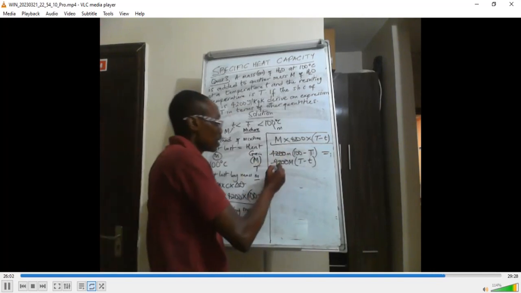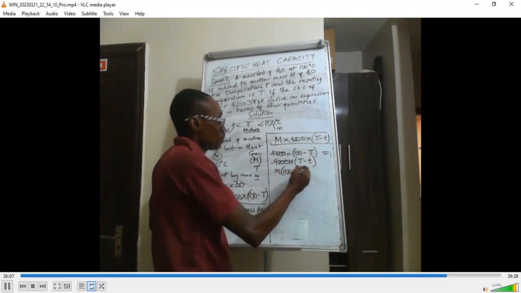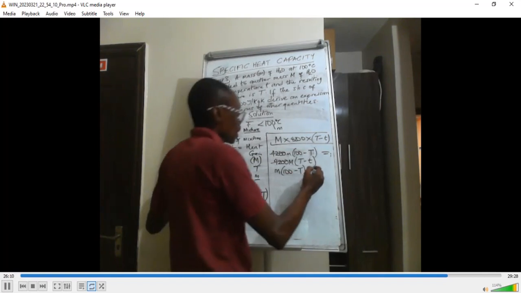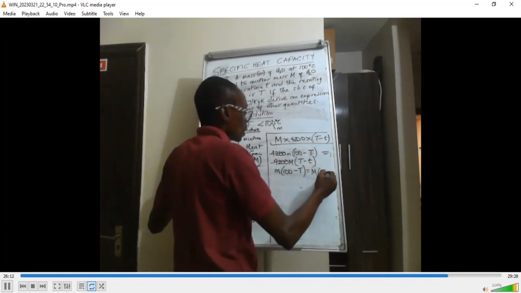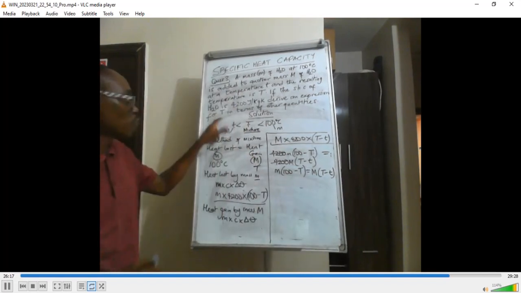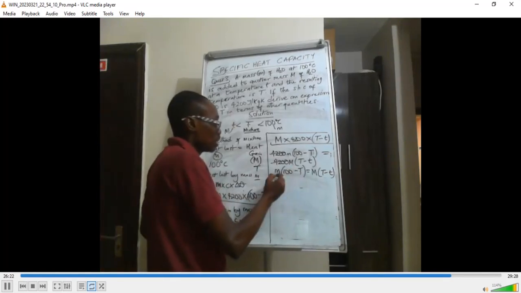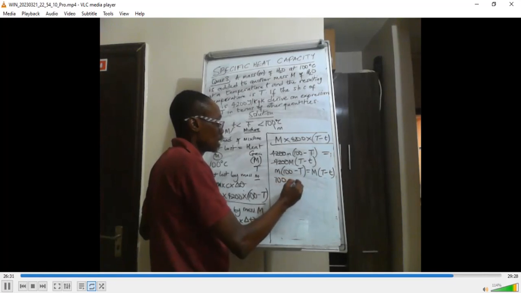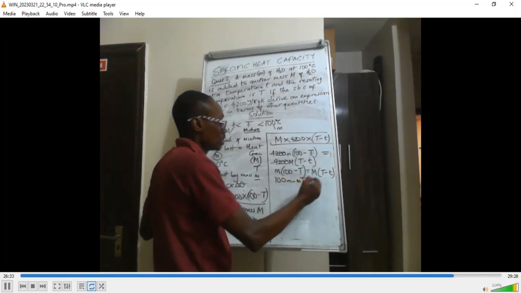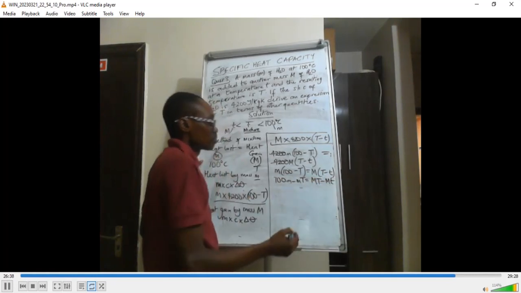So what are we left with? We are left with small m into 100 minus capital T is equal to capital M into capital T minus small t. We were asked to derive an expression for capital T in terms of other quantities. So we expand this. If we expand this, what do we have? We're going to have 100 small m, minus small m capital T, equals capital M capital T, minus capital M small t.